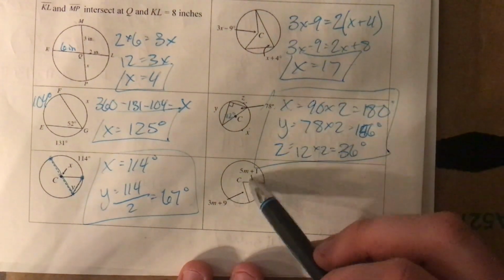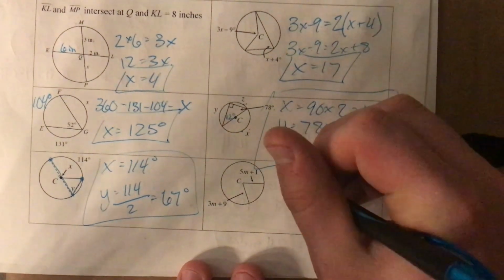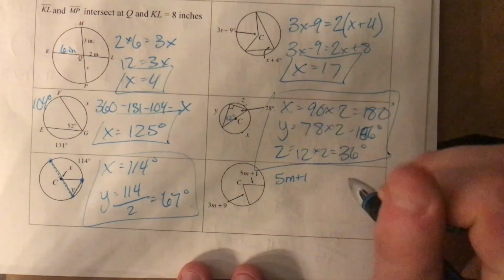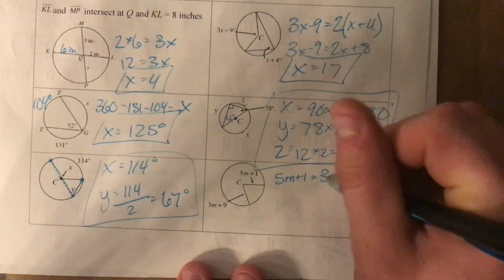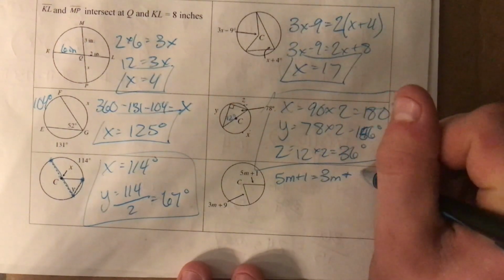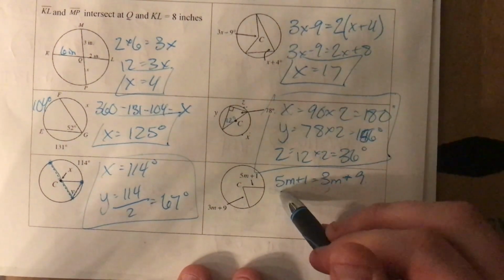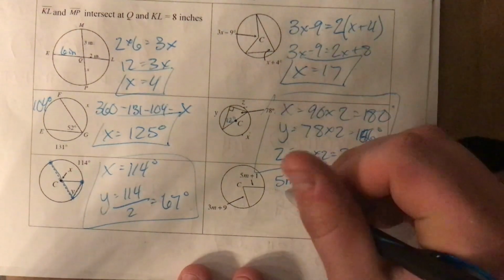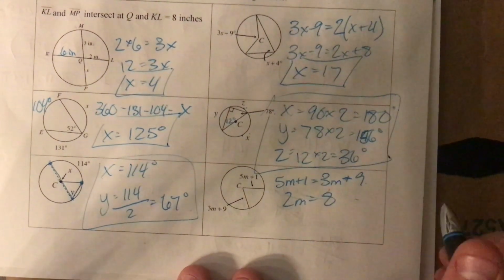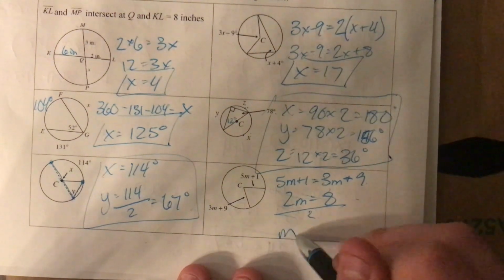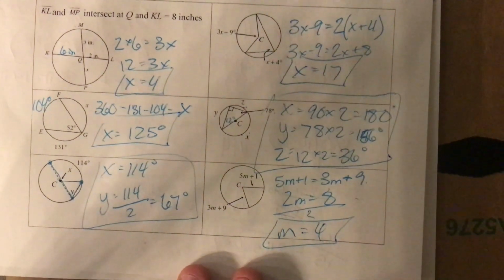Oh, easy one. Both of these are a radius of the circle. Radii of a circle are all the same length, so these two must be equal to each other. Subtract 3m, subtract 1, 2m. It's going to be equal to 8. Divide that by 2. M should be 4.